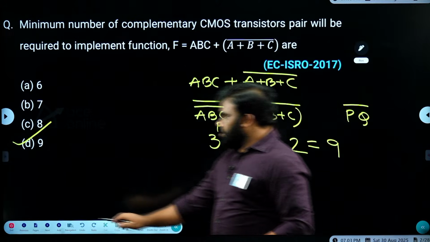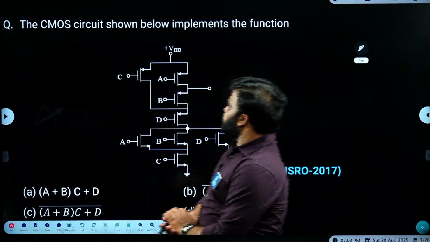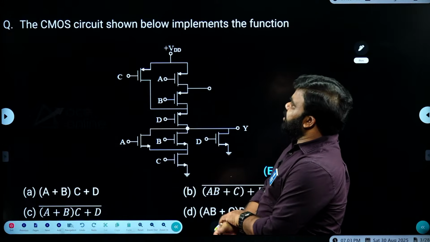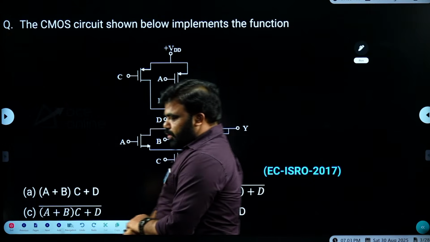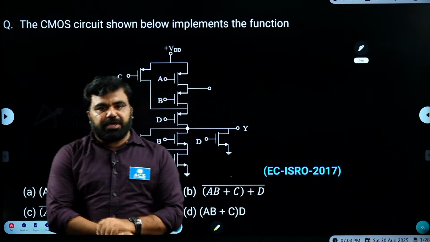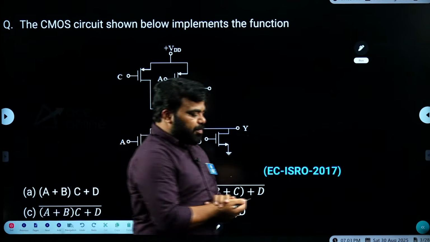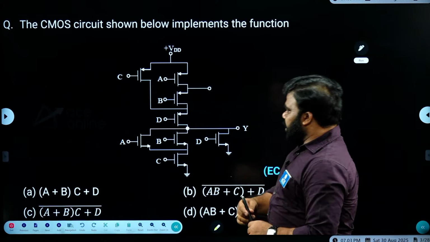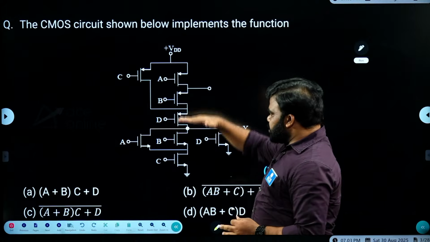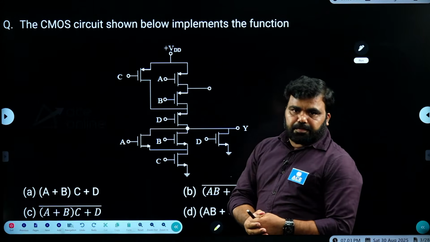Right. Now, let us see next question. The CMOS circuit shown below implements the function. So, implementation is given, we need to find the function which is implemented. A very simple logic we can apply. First, we can observe pull down circuit.